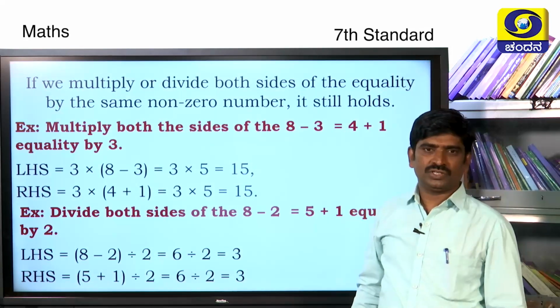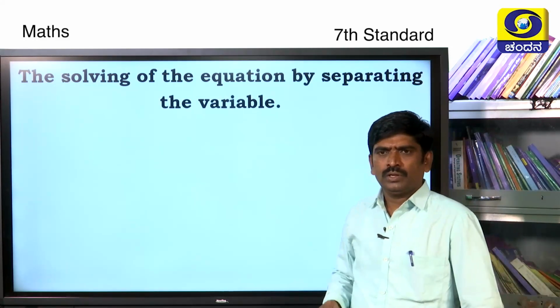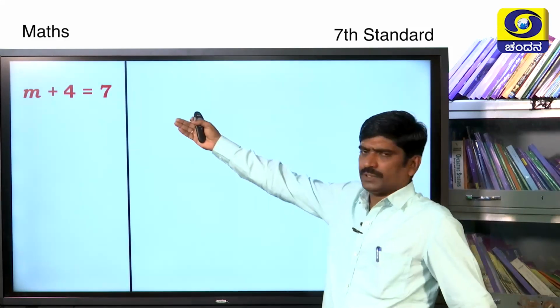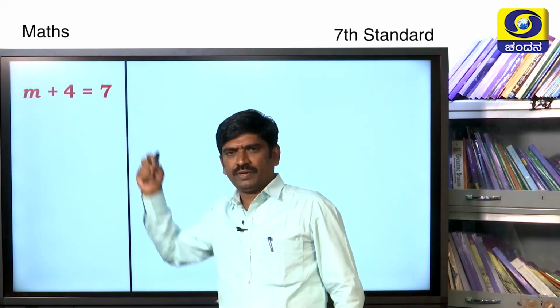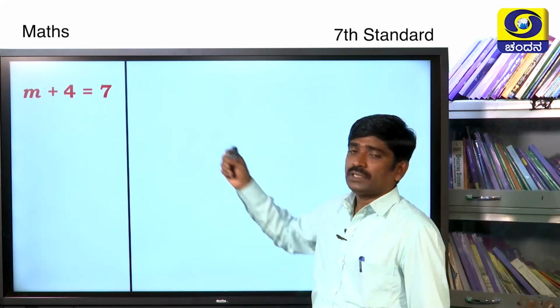still holds. Solving of the equation by separating the variable. We separate the variable, then solve the equation. This equation, m plus 4 is equal to 7. Solving by one activity, then after we check it.